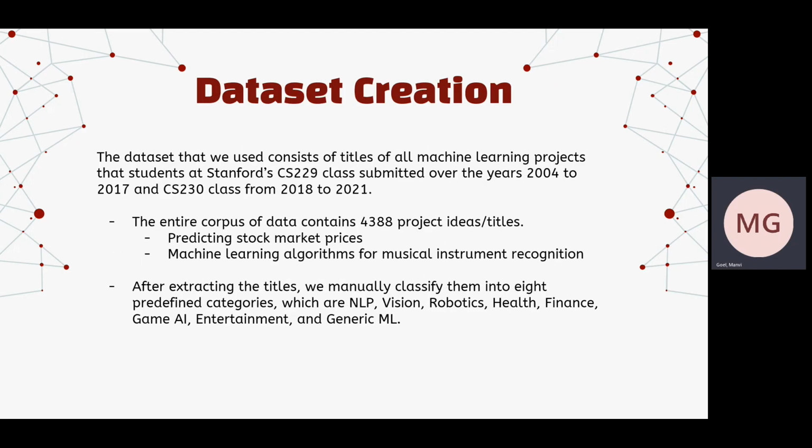The dataset that we use in this project consists of all the machine learning project ideas that students at Stanford University submitted over the past 17 years. After extracting these titles, we manually labeled them into 8 different categories, which are NLP, vision, robotics, health, finance, game AI, entertainment, and generic ML.